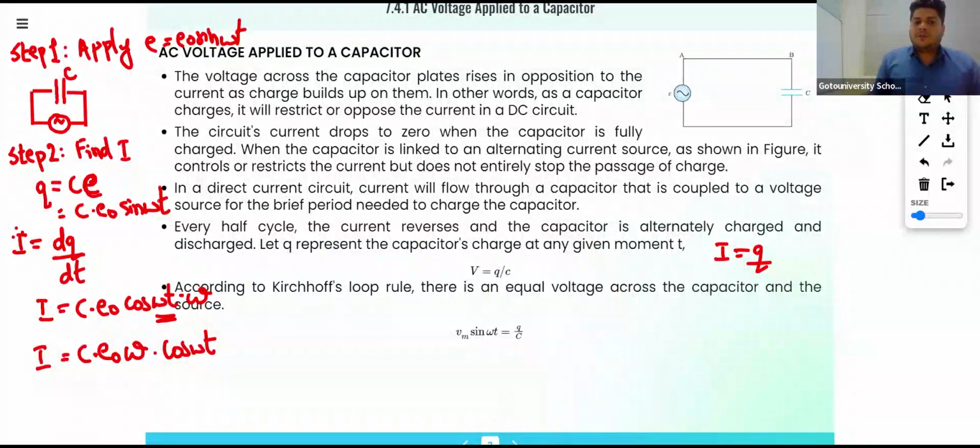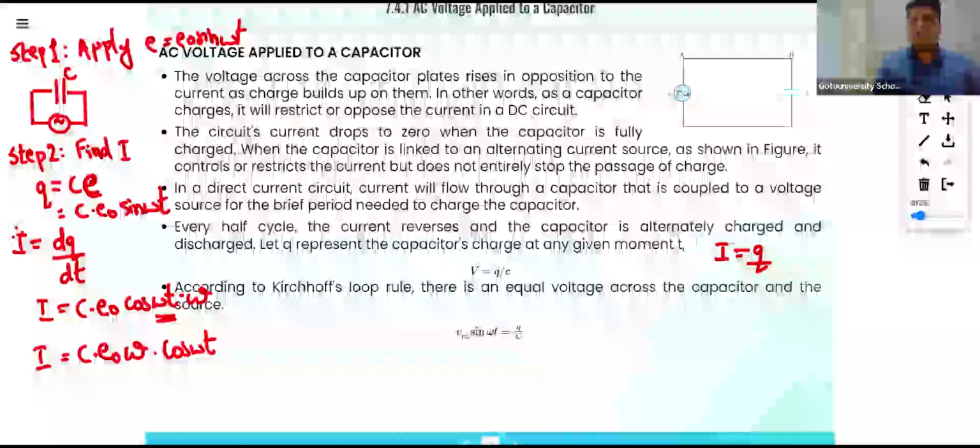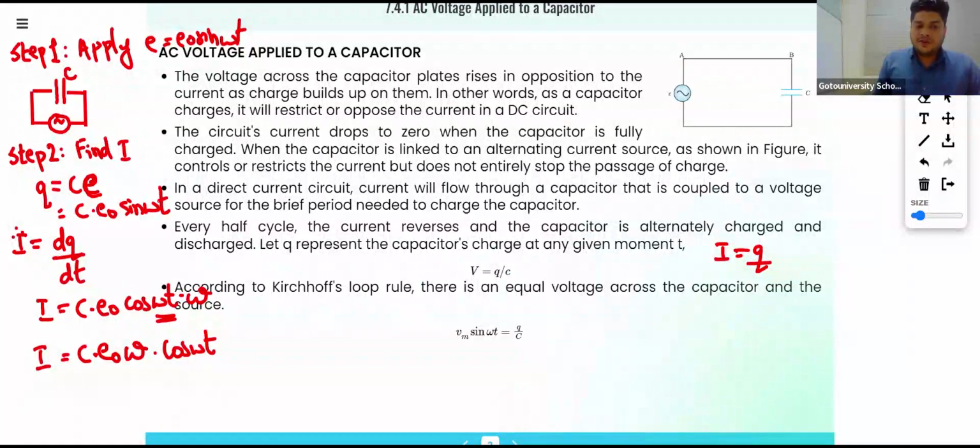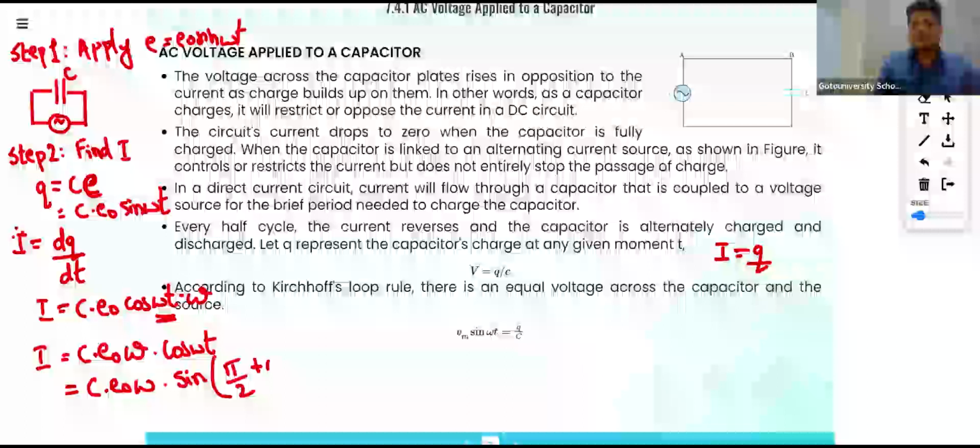So what about cos omega t? We can't find the relation between cos omega t and sin omega t directly, so we will convert like the previous one. We write C into E naught into omega into sin 90 plus theta, or you can write theta plus 90, no issue, because both will be the same. Sin 90 plus theta is also cos theta, and sin theta plus 90 is also cos theta.